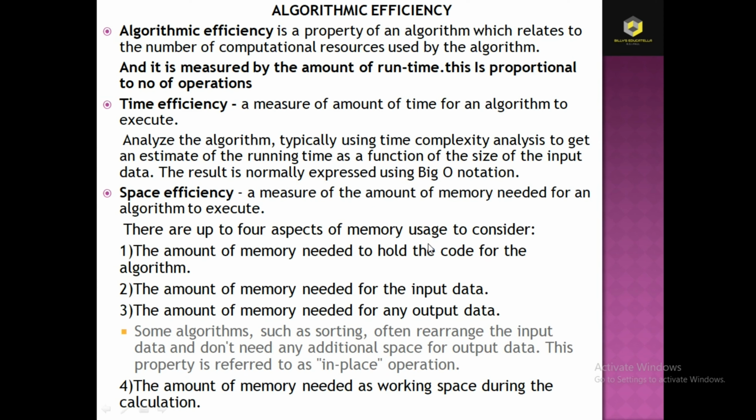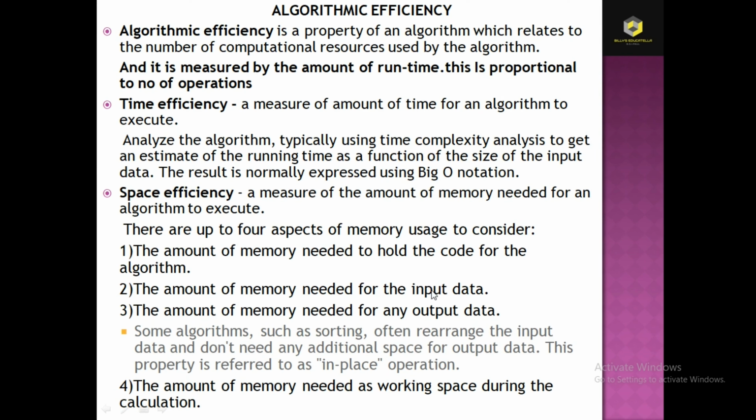Okay, there are 4 aspects of memory usage to consider. The amount of memory needed to hold the code for the algorithm, that is, how much memory is required for executing that program. And the amount of memory needed for the input data. You are giving some input, so how much data is conserved by the algorithm, that is the main part of space efficiency. And the amount of memory needed for any output.